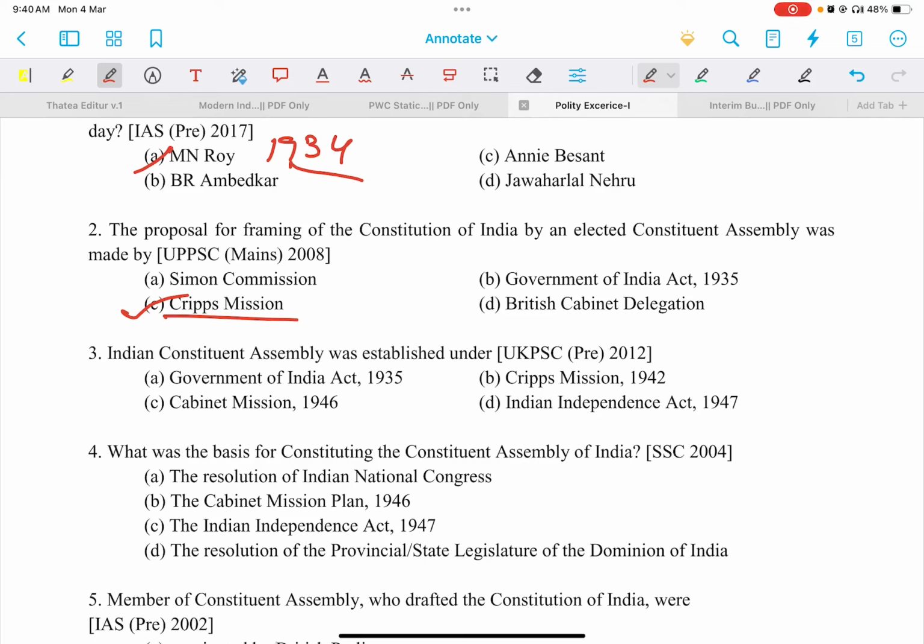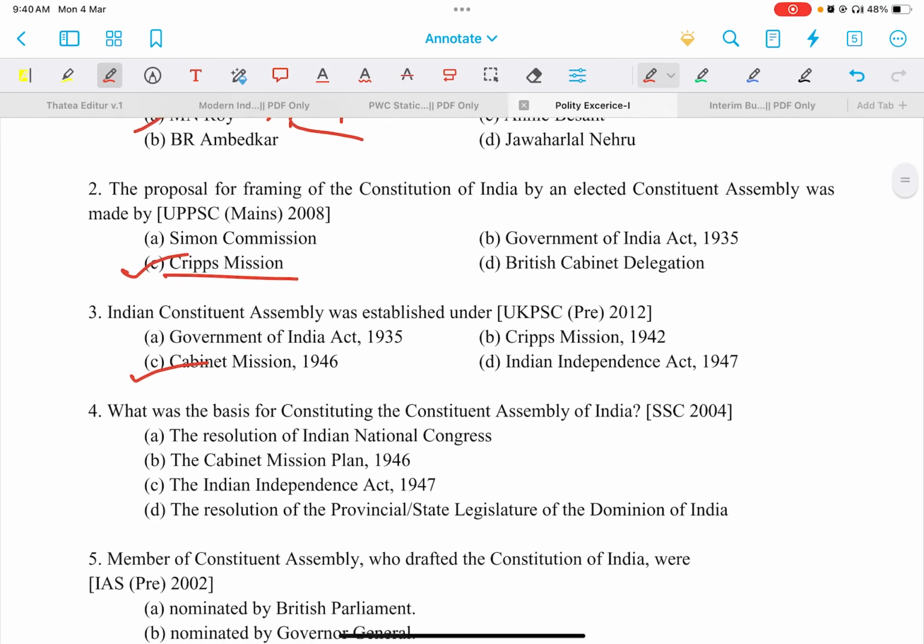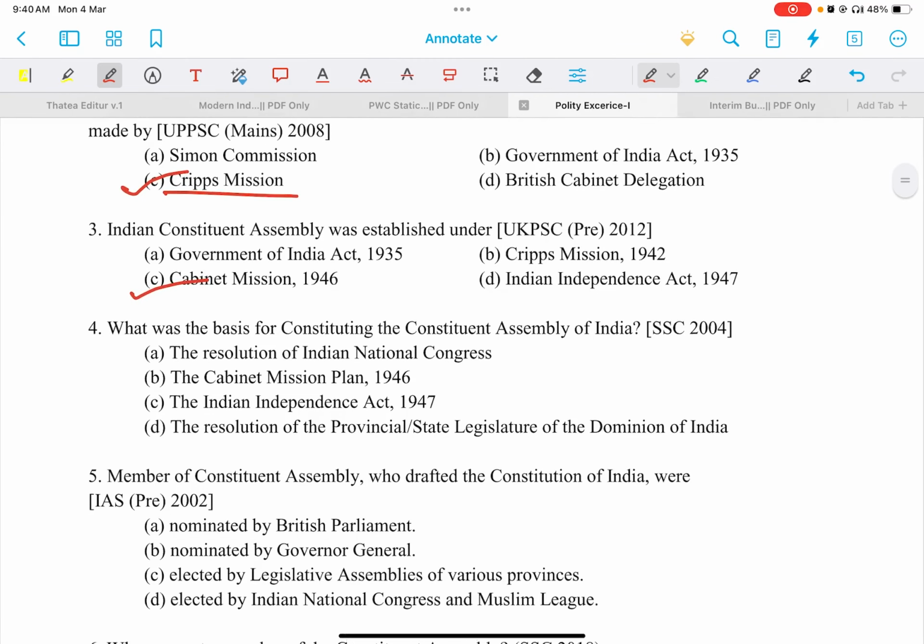In the Constituent Assembly, Indian Constituent Assembly was established under Cabinet Mission, 1946.